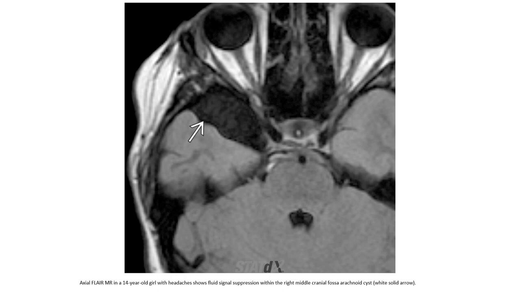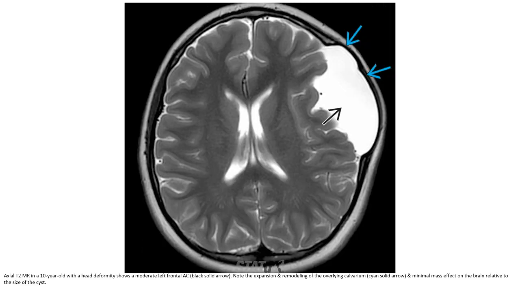A 14 year old girl with hearing loss, showing a fluid-density lesion within the right middle cranial fossa. Axial CT in a 10 year old with a headache and deformity shows a moderate left frontal arachnoid cyst, with expansion and remodeling of the overlying calvarium and minimal mass effect on the brain.